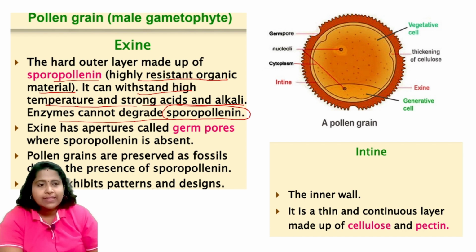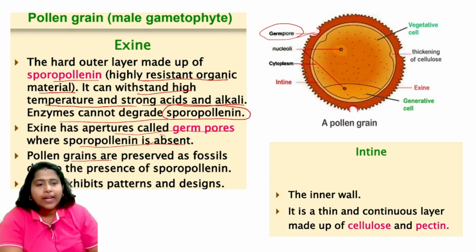Okay, so the exine has some apertures. In some areas you can see there is no sporopollenin or no exine. That area is called what? This is called a germ pore. Pollen grain exines have some apertures called germ pores where the sporopollenin is absent.